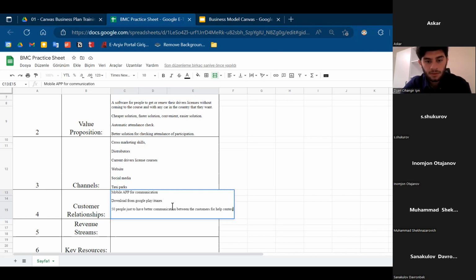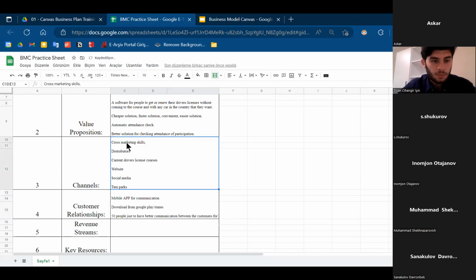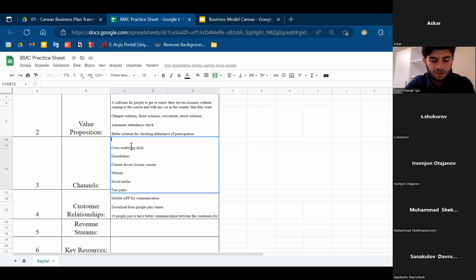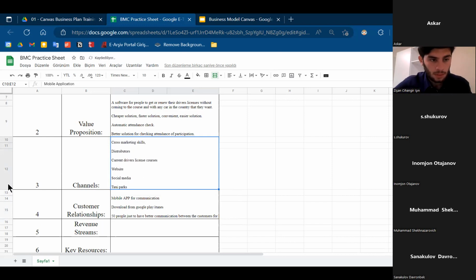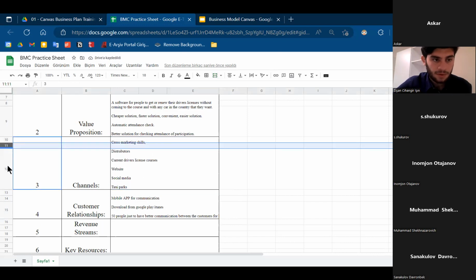Okay, that's great. From what I understand here, we should add the mobile application to the channels part, because that's the main way you reach the customers. Okay. Mobile application. Yes, I have written that down.